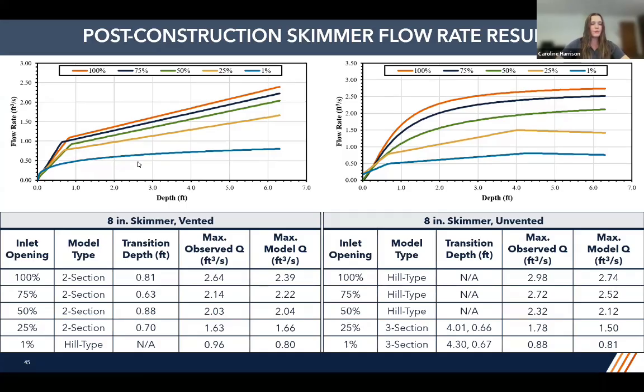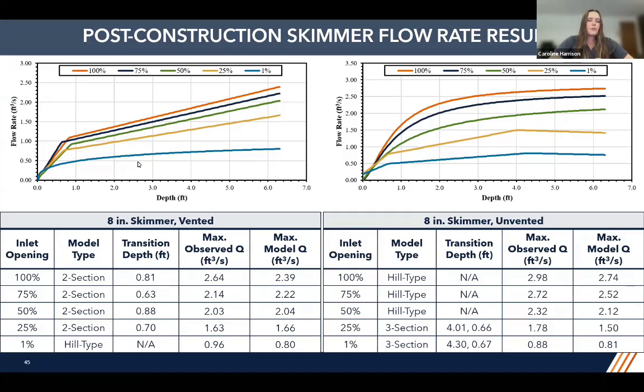For our tables, we are describing the model types that we used, as well as the transition depth, if that's applicable. Then we have our maximum observed flow rate, and then our maximum model flow rate. The one thing to note about the maximum model flow rates is that across the board, for all of these models, the maximum depth was 6.3 feet, just for uniformity's sake.